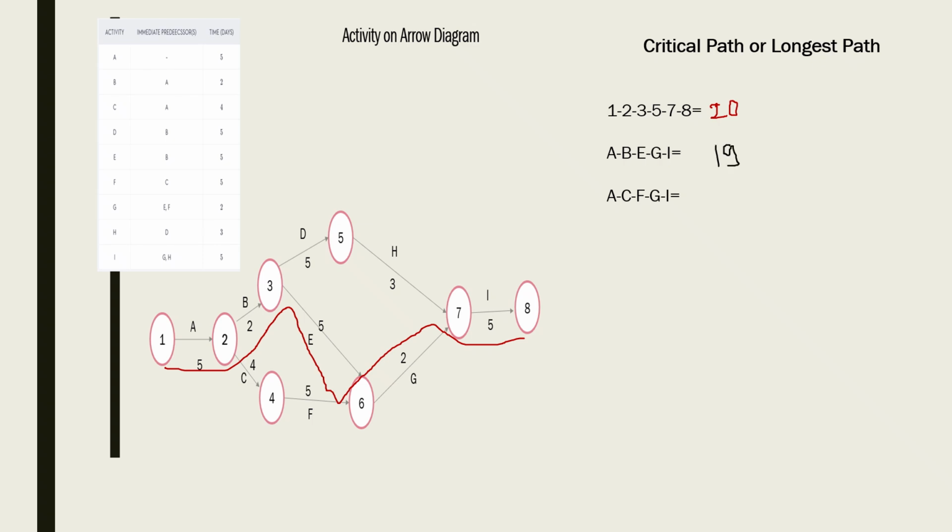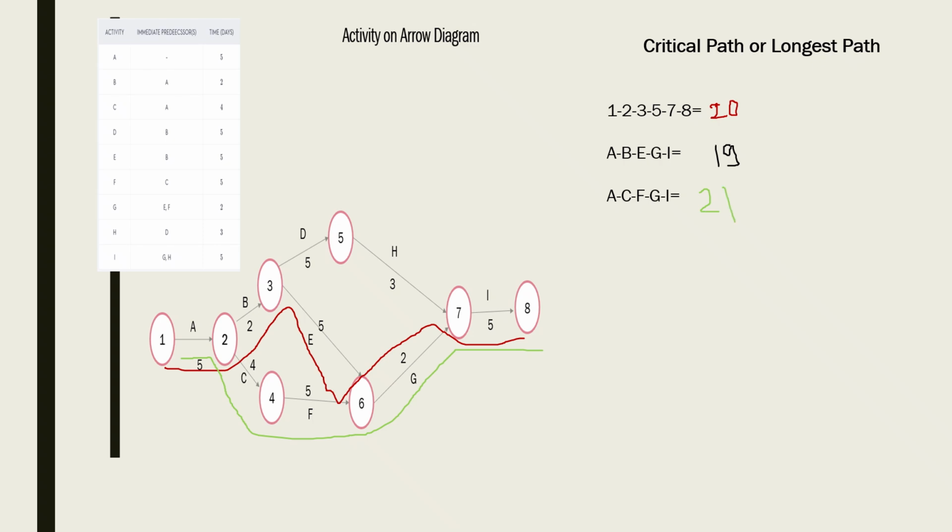Here also you can write the path like 1 dash 2 dash 3 dash 5 dash 6 dash 7 dash 8. Now next is another path: 1 to 2, 2 to 4, 4 to 6, 6 to 7 and 7 to 8. So this is considered as another path, that is 5 plus 4 plus 5 plus 2 plus 5, and here the answer is 21. So the longest path is 21.